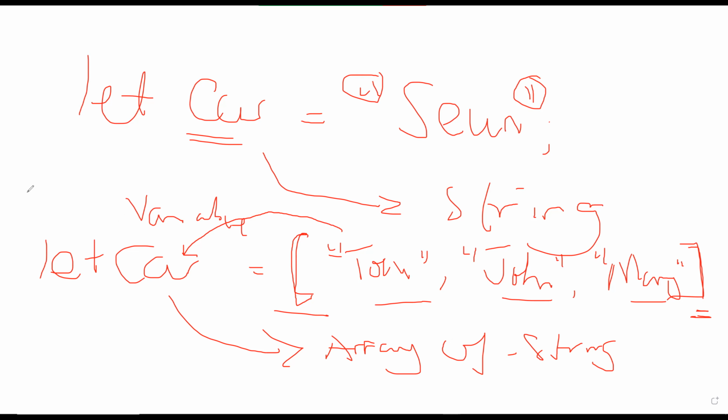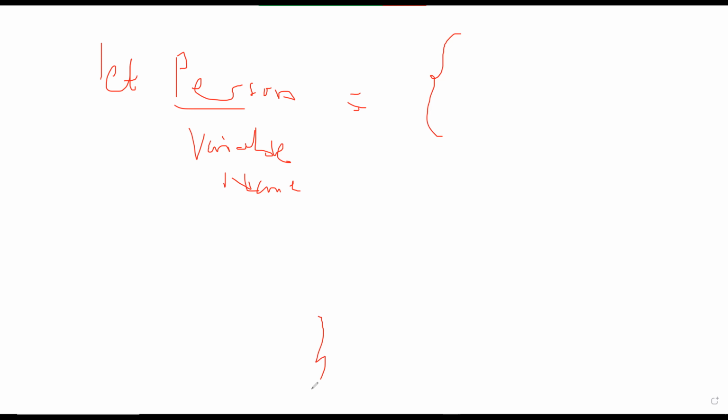So using this object literal, I can create even an object called person. This is a variable name. Now I want to store an object, giving it maybe first name, last name, age. All these are properties, and so on and so forth.